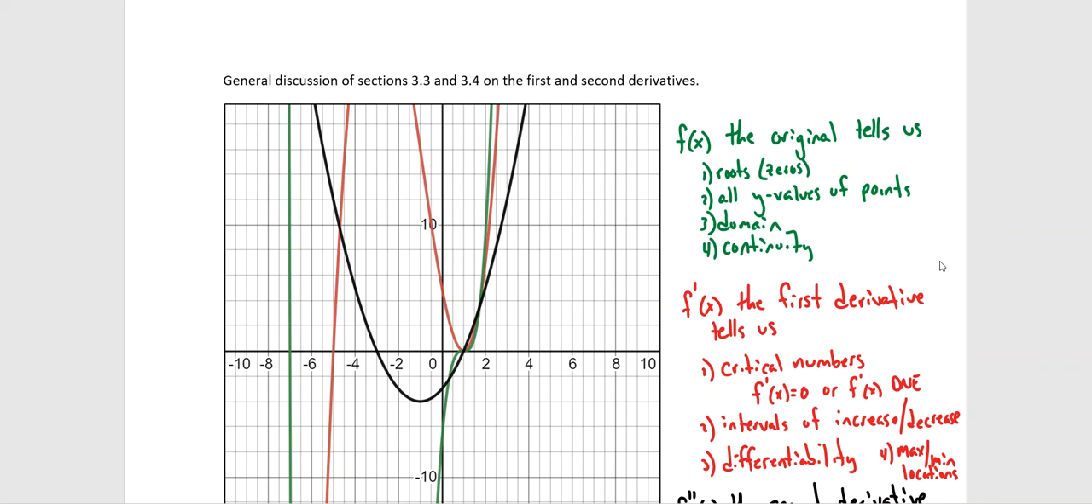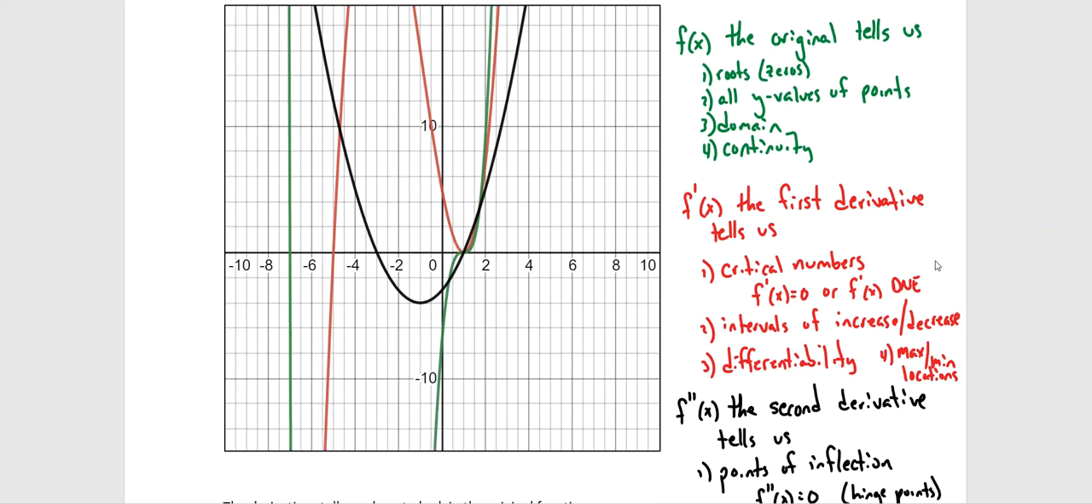A general discussion of sections 3.3 and 3.4 on first and second derivatives. So, I made this graph. I didn't make this graph. Desmos made this graph, but I put in the functions. And here in green, we have our original function.